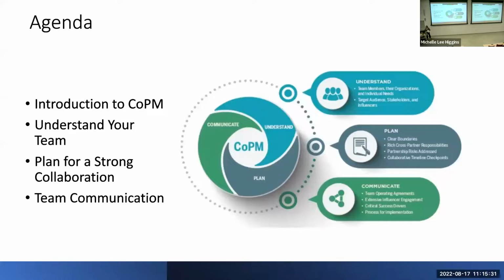Okay. So our agenda today is I'm just going to give a brief introduction to what the heck collaborative project management is. You probably already have heard of different ways of managing projects. This approach is very different because at the center is the team. And there are 3 components to it.